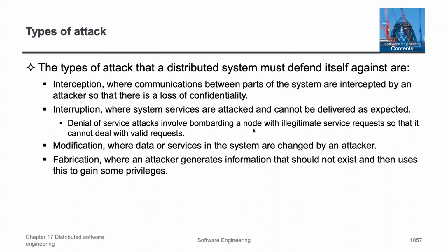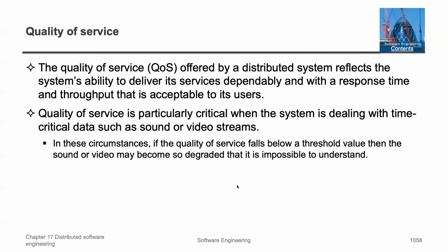Denial of service attacks involve bombarding a node with illegitimate service requests so that it cannot deal with valid requests. For modification, this is where data or services in the system are changed by an attacker. And finally, fabrication. This is where an attacker generates information that should not exist and then uses this to gain some privilege. Quality of service offered by a distributed system reflects the system's ability to deliver its services dependably and with a response time and throughput that is acceptable to its users.